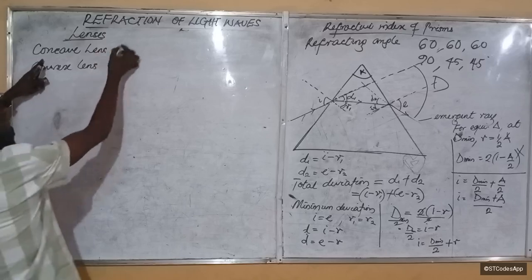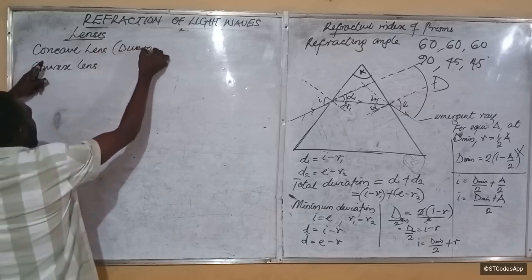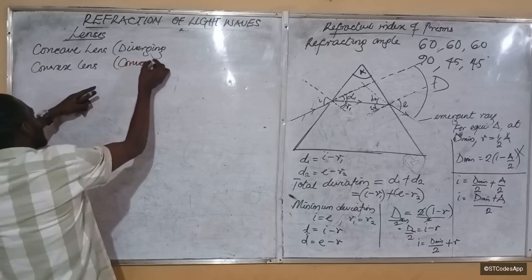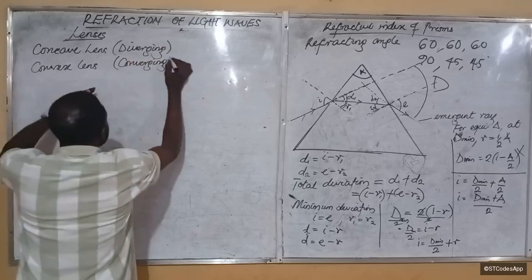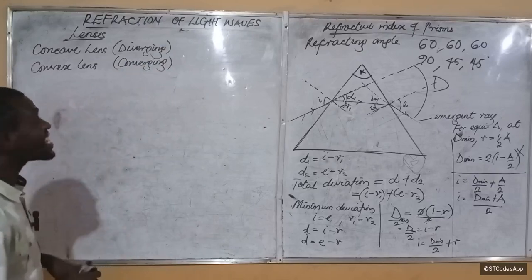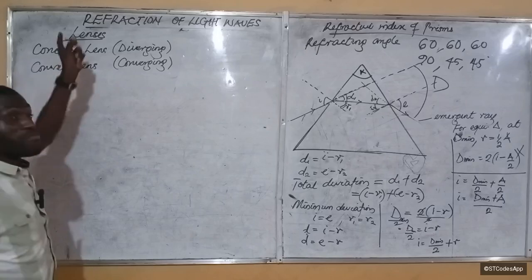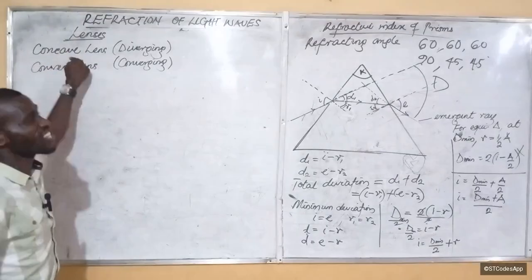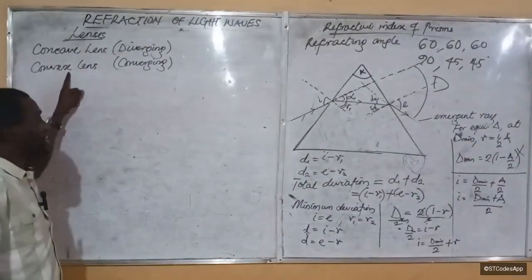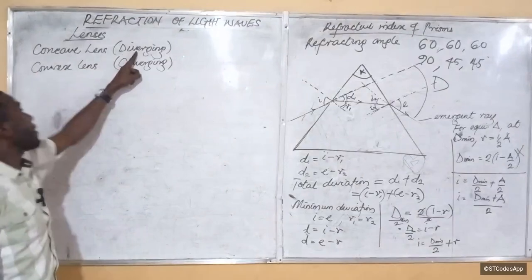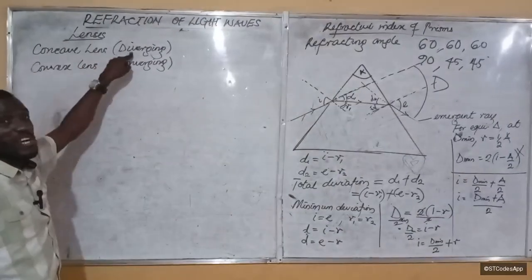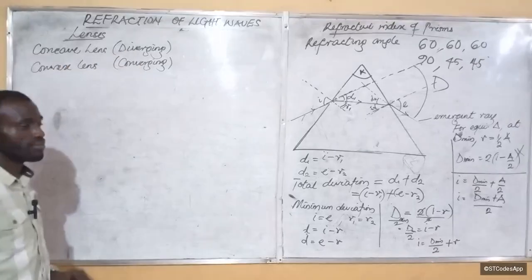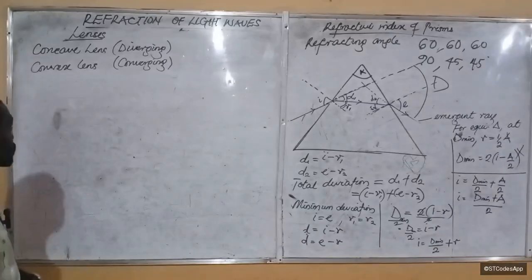Concave lens. Now this concave lens is also called a diverging lens, while this convex lens is called a converging lens. So don't let it confuse you. I probably told you yesterday that concave mirror is converging mirror. Convex mirror is diverging mirror. But concave lens is diverging lens. Convex lens is converging lens. Is that clear? Good.